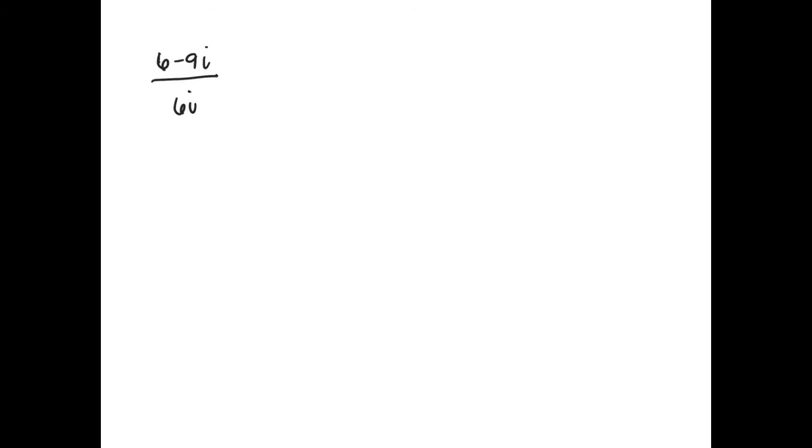The first question I want to look at is 6 minus 9i over 6i. Since 6i is a monomial and nothing is being added or subtracted on the bottom, I'm going to multiply the top and bottom by i. Don't forget to give the numerator some parentheses so you don't forget to distribute. So when you distribute, that's going to give you 6i minus 9i squared all over 6i squared.